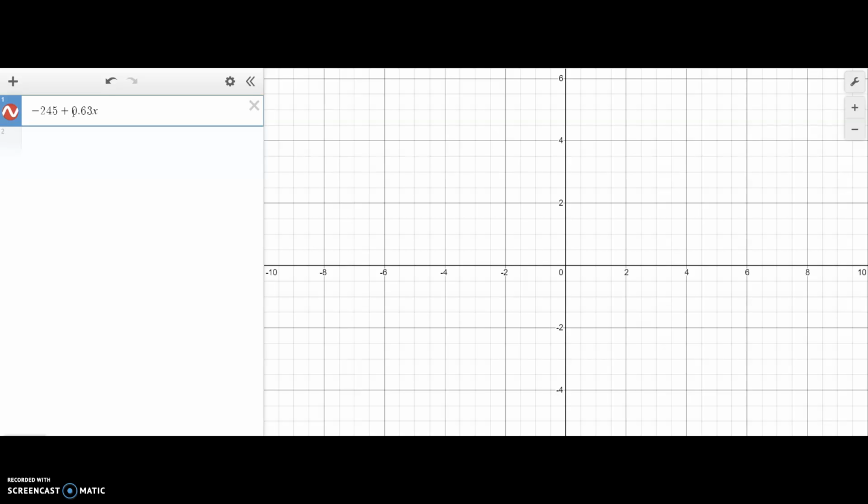If you remember from the chart on page 298, our x's started at 0 and we went up to 500. That's our input. And if we're looking at profit, our output started at negative 245 and went up to 70. So it makes sense then for us to get an appropriate window.